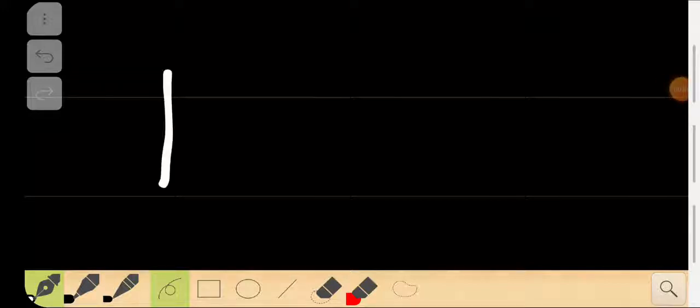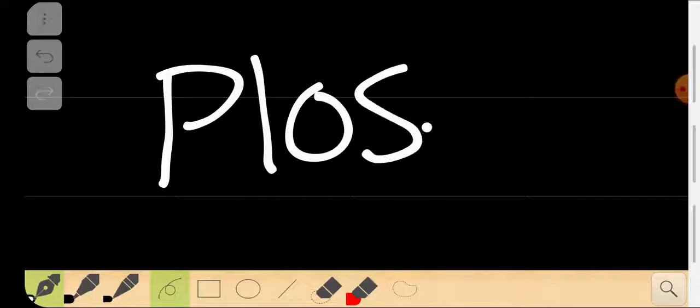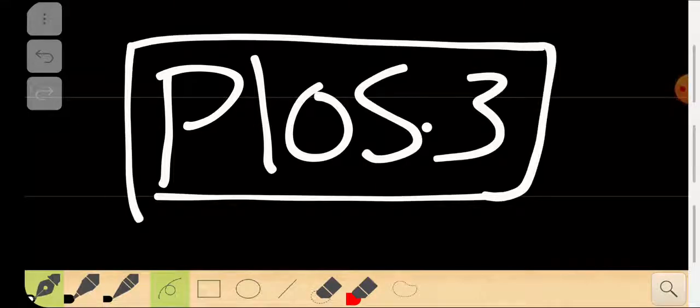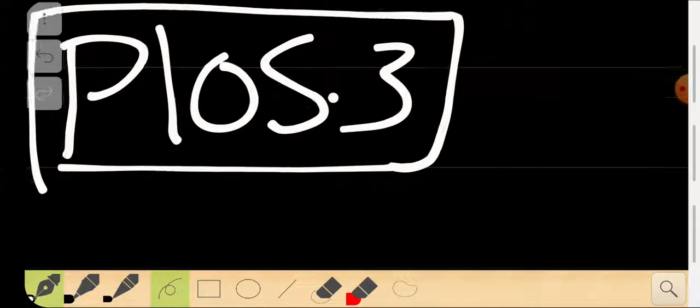This lecture is called P105.3. In this lecture, I'm going to introduce the concept of area under a curve and the integration, and I'm going to do one simple problem. Okay, so before that, I'll recap what we have done.